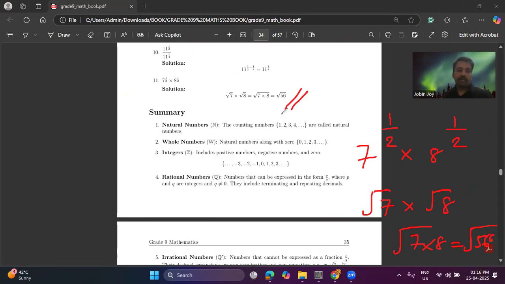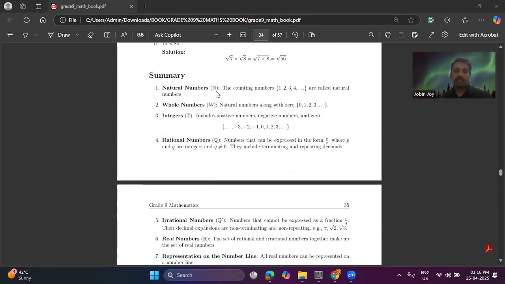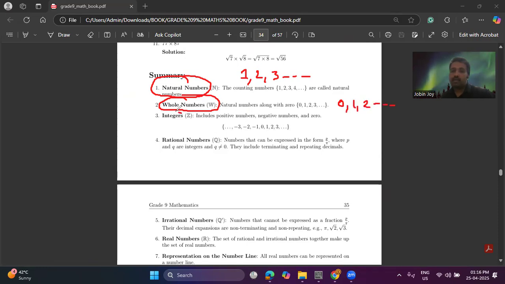Okay, so we discussed all the topics from this chapter, number systems. So we will do a quick review. We start with the natural numbers. We know that natural numbers start from 1, so the smallest natural number is 1. So 1, 2, 3, etc. Then we studied the whole numbers. Whole numbers start from 0, so the smallest whole number is 0. Then 0, 1, 2, 3, etc.